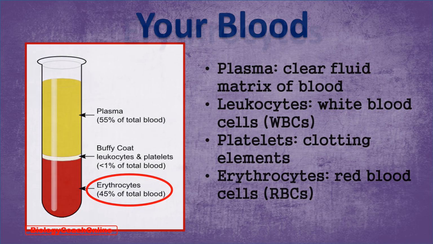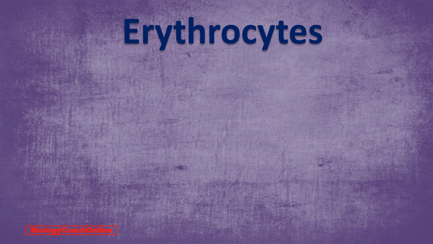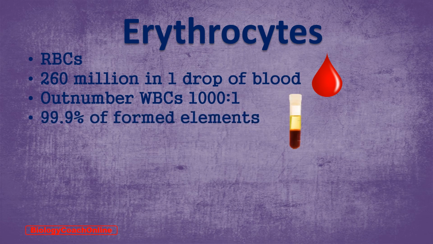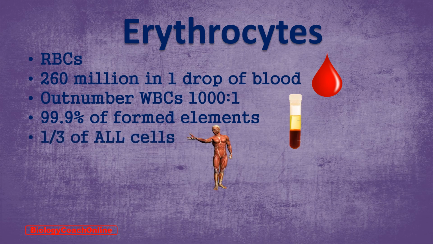So let's look at the erythrocyte. Now remember that erythrocytes are red blood cells, or RBCs. There are about 260 million red blood cells in one drop of your blood. Now red blood cells outnumber white blood cells about 1,000 to 1. Recall that the buffy coat, that's leukocytes and platelets, make up less than 1% of the formed elements of blood, so some 99.9% of formed elements are erythrocytes. So that means that 1/3 of all cells in the human body are red blood cells.